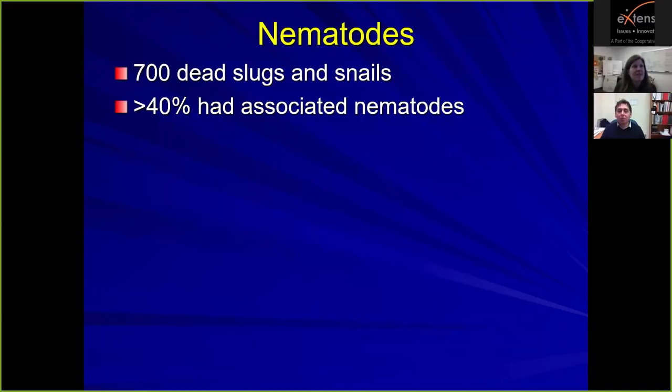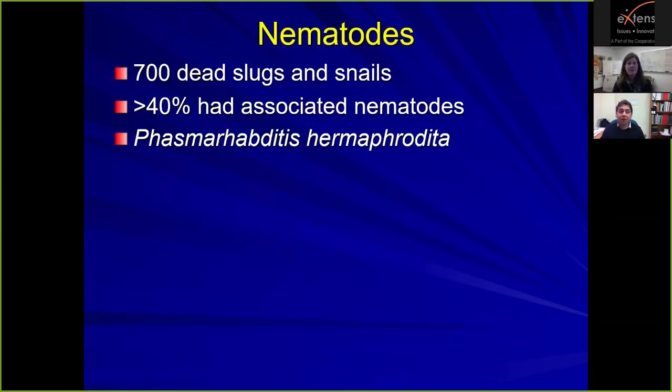We collected more nematodes, I should say, from specimens in the wetter northern part of California compared to the much drier south. But the real icing on the cake came when we realized we had discovered Phasmarhabditis hermaphrodita, the species that is being used in Europe as a commercial biocontrol agent. This was the first time that this nematode species had been discovered in North America. Last year, we built on this, and we actually discovered Phasmarhabditis hermaphrodita for the first time in Oregon as well.